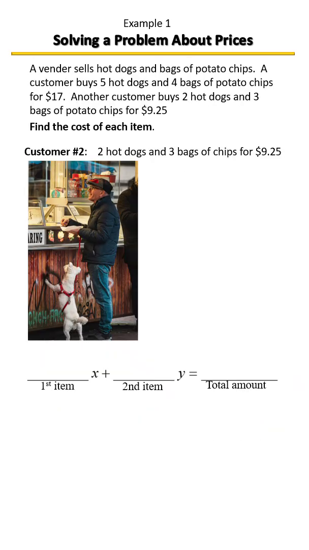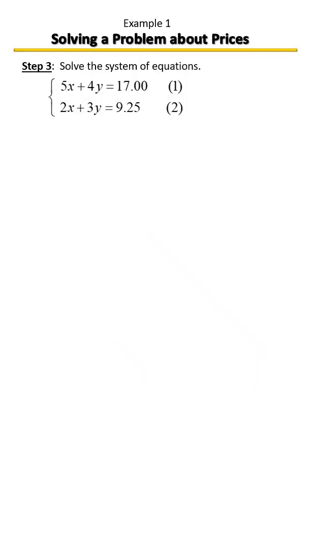Customer number 2 bought 2 hot dogs, that's 2X, plus 3 bags of chips, that's 3Y, and that costs $9.25. That's my second equation. Here are our 2 equations. I'm going to solve them using the elimination method.